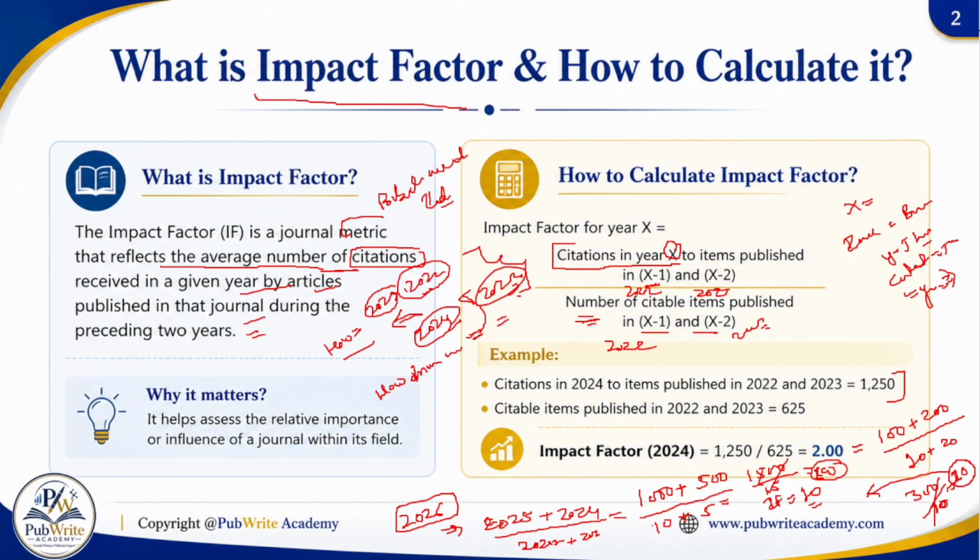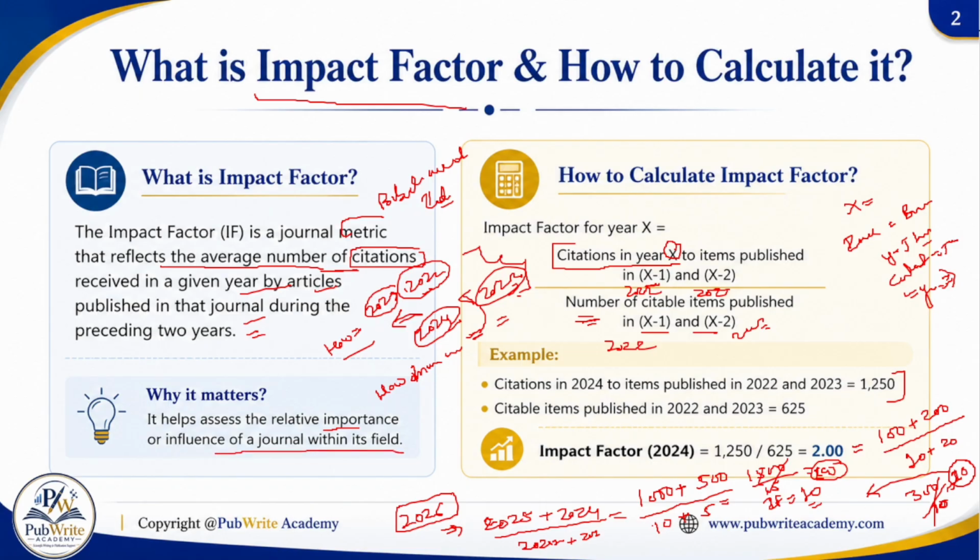These are only rough calculations. It's not like we are doing a calculation for a journal that actually has an impact factor of 100. No, these are just rough calculations to help you understand how we can calculate the impact factor of a particular journal. So what does the impact factor denote? Basically it assesses the relative importance or influence of a journal within its field.